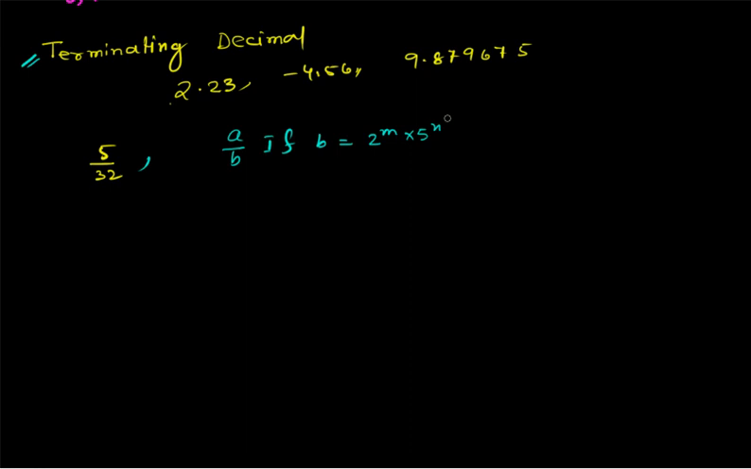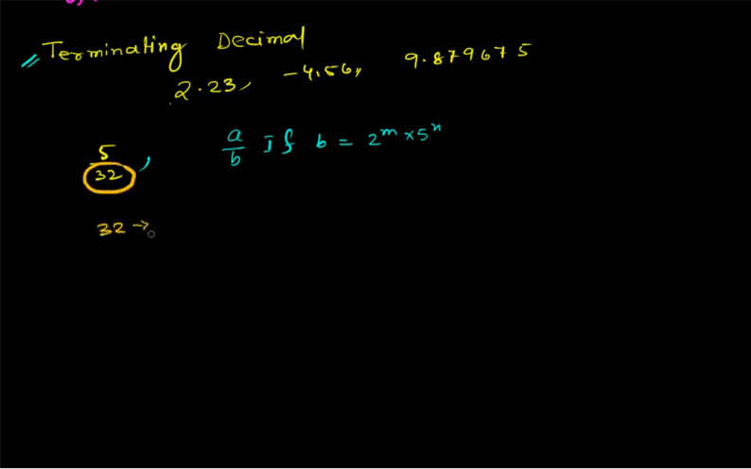So if the denominator of a fraction or a rational number can be represented in the form 2 to the power m into 5 to the power n, then the rational number will be a terminating decimal. Otherwise it will be a non-terminating decimal. So that means we have to prime factorize the denominator. So we have to prime factorize 32.